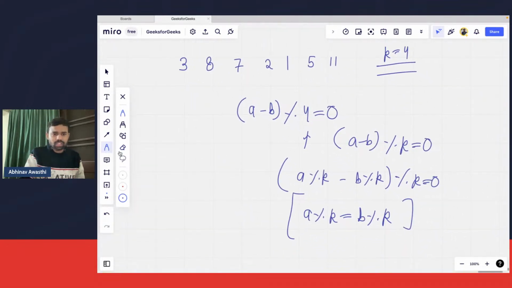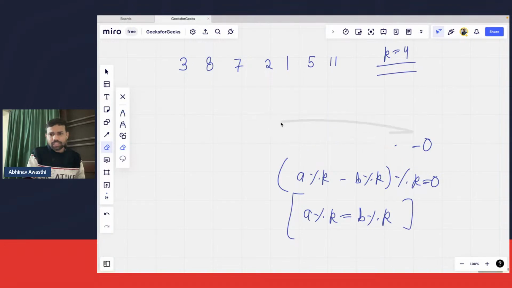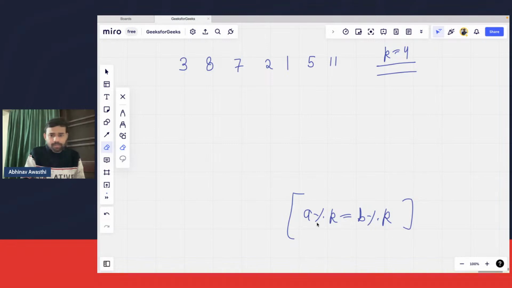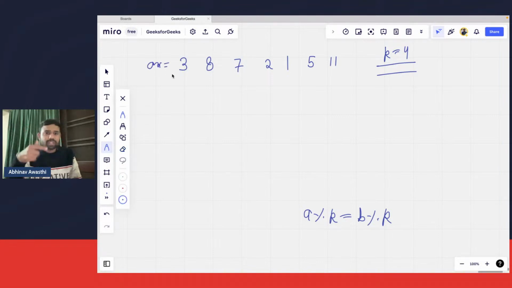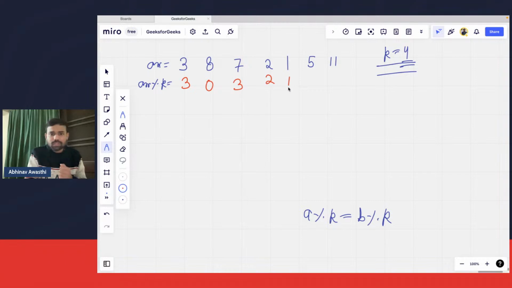Now as I told you, we have to find the modulus with k. So for a given array, for every number we will find its modulus with k. Our k is 4, so for every number find mod 4. So 3 mod 4 is 3, 8 mod 4 is 0, 7 mod 4 is 3, 2 mod 4 is 2, 1 mod 4 is 1, 5 mod 4 is 1, 11 mod 4 is 3. So these are the numbers that we have.